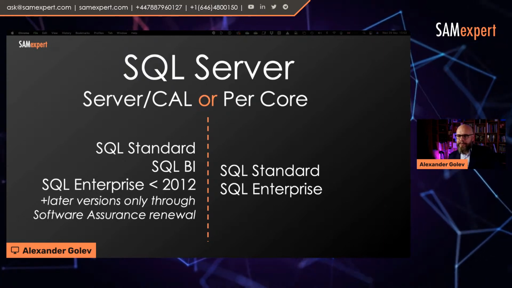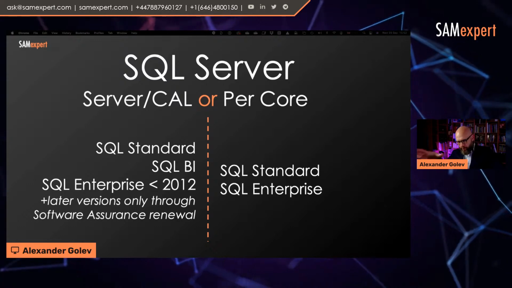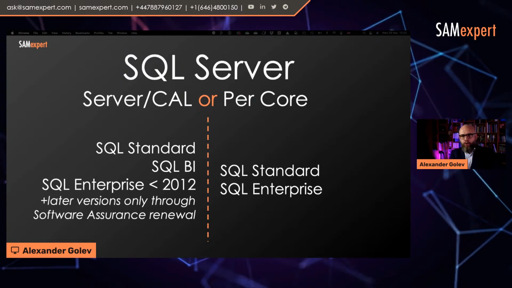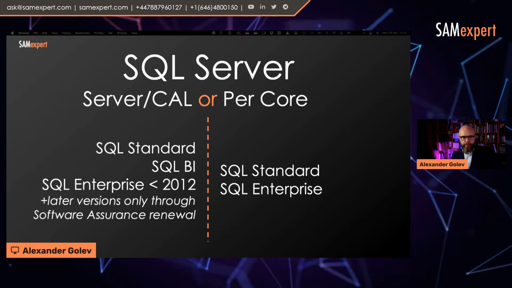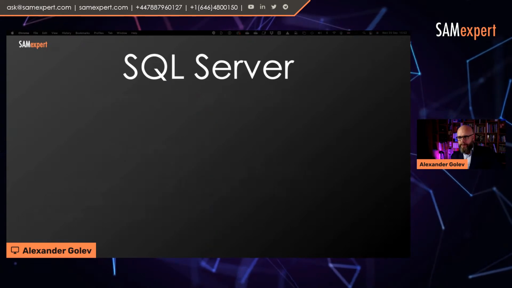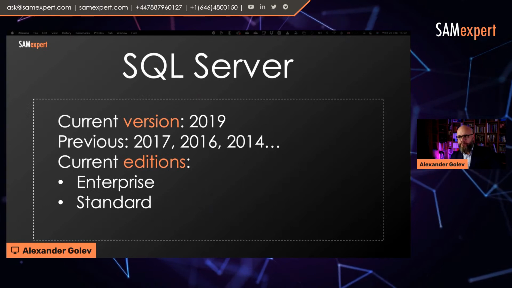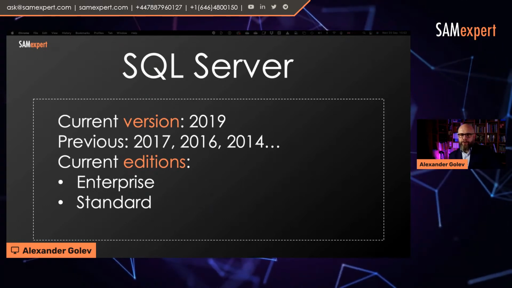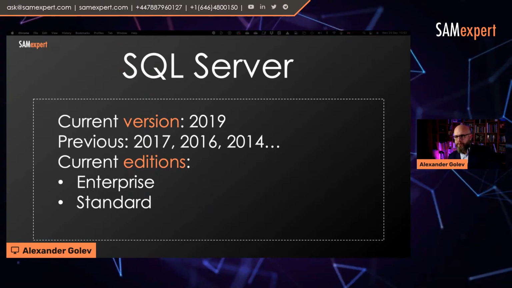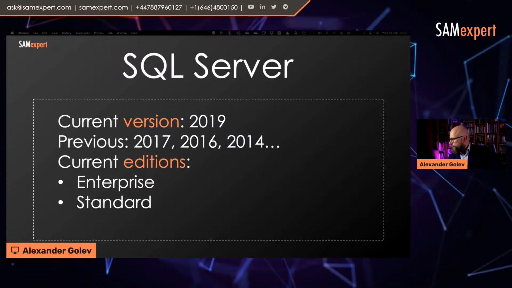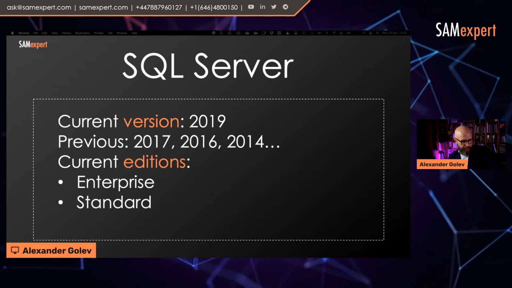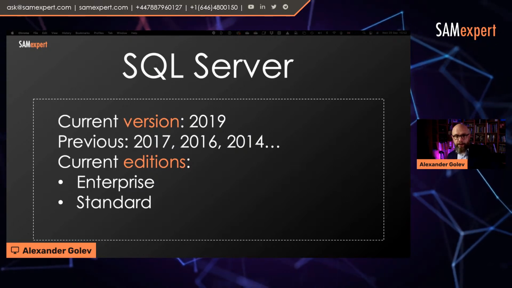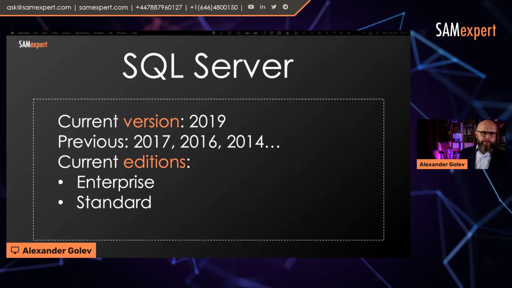Otherwise, SQL Standard has a choice. Now, if you go and buy a new license, you may either opt for server CAL or core. If you now buy a new Enterprise license, you may only buy it per core. That's your only choice. SQL BI, business intelligence, as I said, was discontinued. Current version of SQL Server is 2019, previous versions are 2017, 2016, 2014, 2012 R2, 2012, 2008 R2, 2008, 2005, 2000, and then 7.0, 6.5, 4.2, anyway, a lot. I even remember SQL version 4, I think.